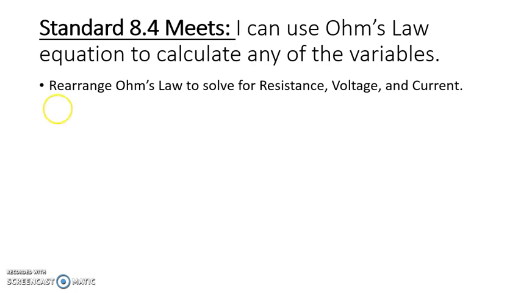The first thing that we're going to solve for is current. The nice thing about solving for current is that the way the equation is given to you, it's already solved for that: I is equal to V over R.